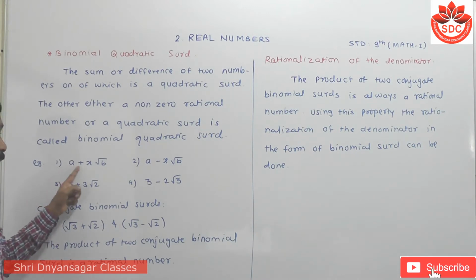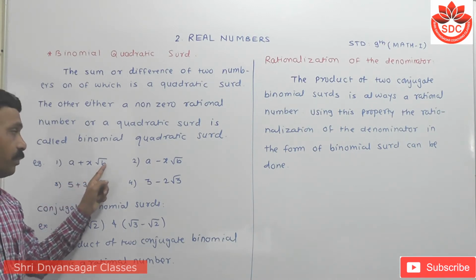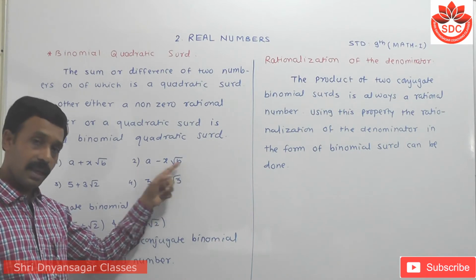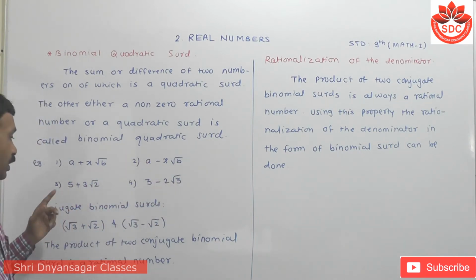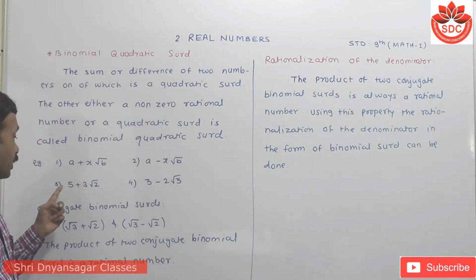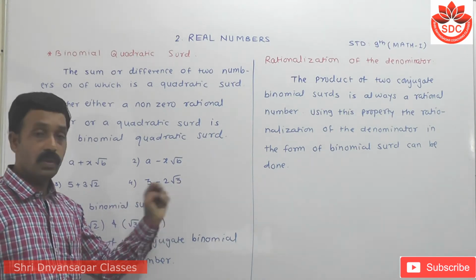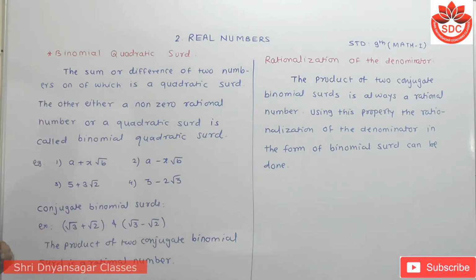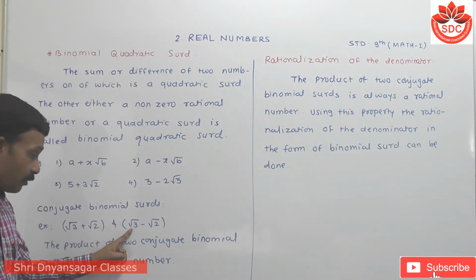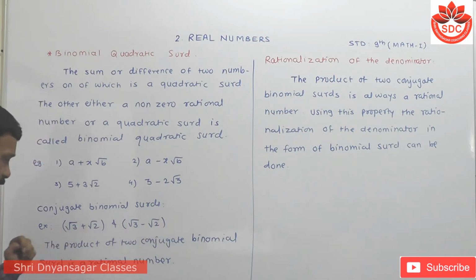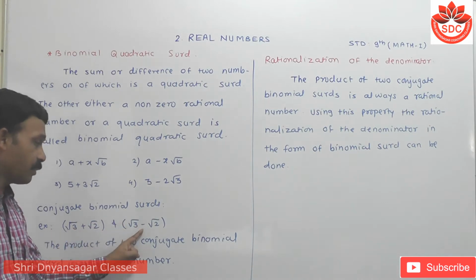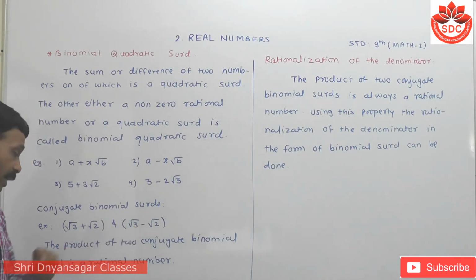For example, a plus x and a minus x, that is, addition or subtraction: 5 plus 3 root 2, 3 minus 2 root 3, etc. Conjugate binomial surds are pairs such that, look carefully, root 3 plus root 2 and root 3 minus root 2. Students, here is plus and here is minus. Only the sign inside differs.